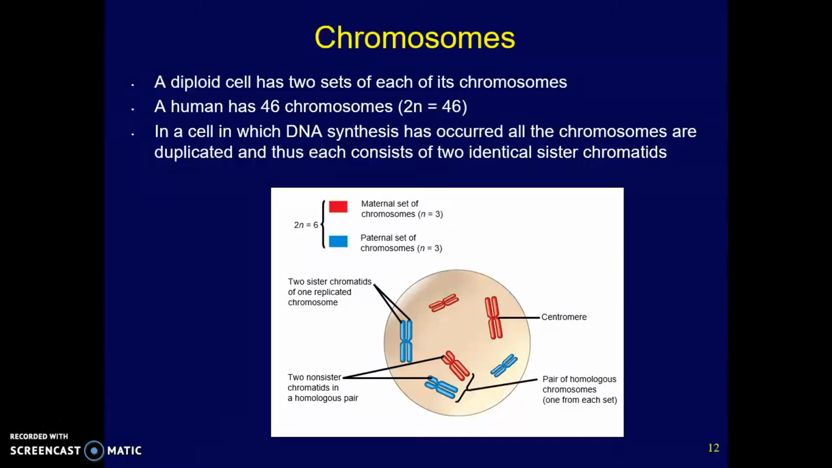A diploid has 2 sets of each of its chromosomes. A human has 46, so 2n, 23 pairs equals 46. In a cell in which DNA synthesis has occurred, all the chromosomes are duplicated and thus consist of 2 identical sister chromatids.